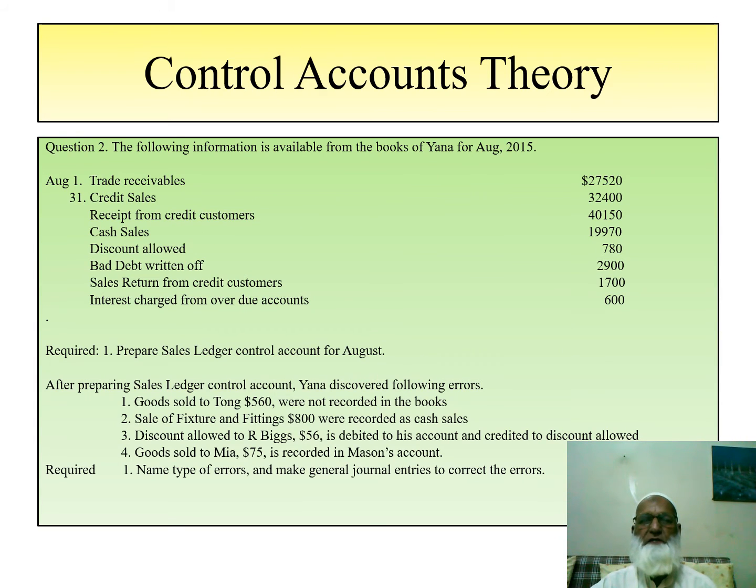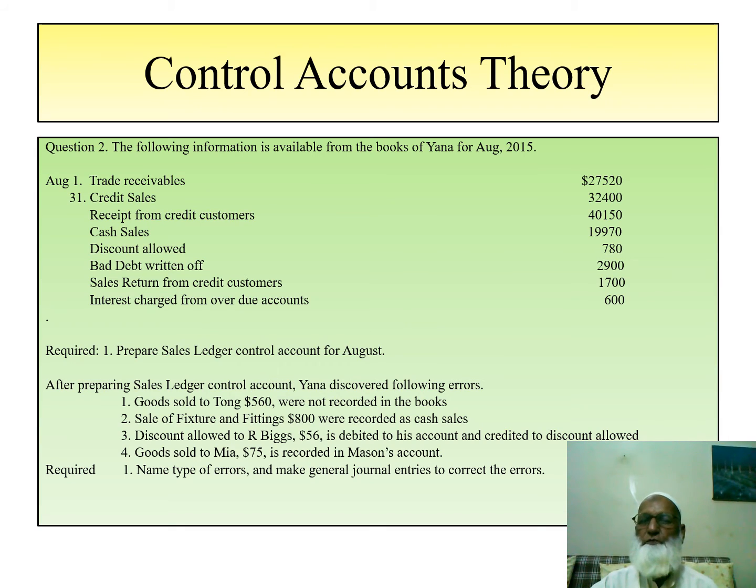The third slide. This is question number 2. The following information is available from the books of Yana on August 2015. On August 1st, it had a trade receivables balance of 27,520, and at the end of the month, the balances of the sales ledger are given below. Credit sales were 32,400. Receipts from credit customers.